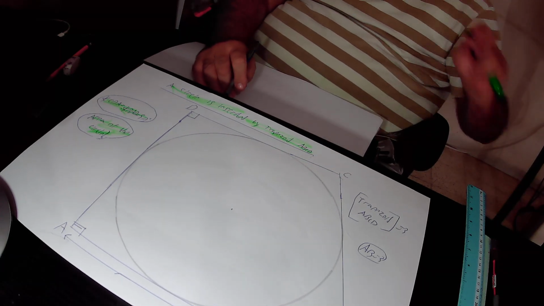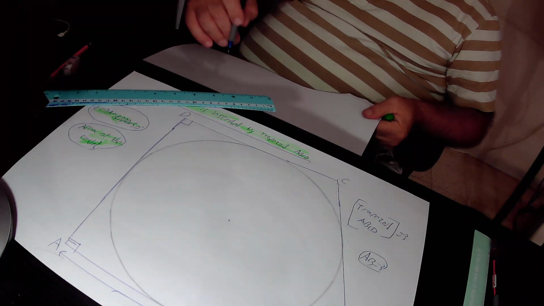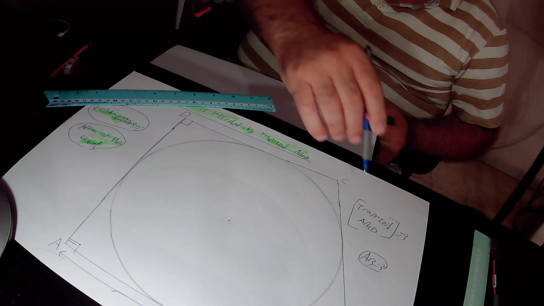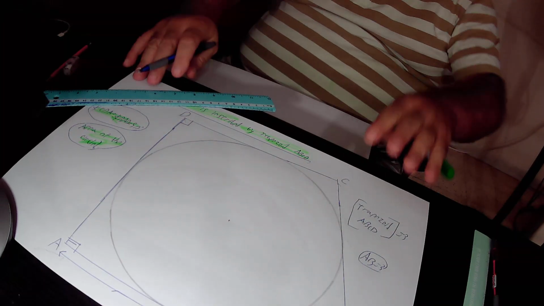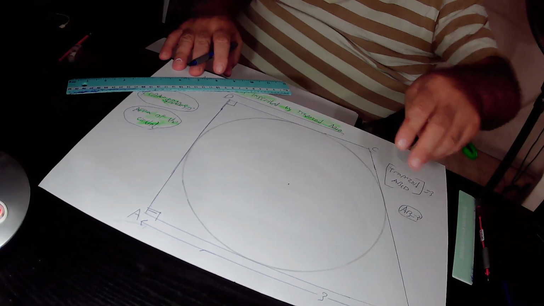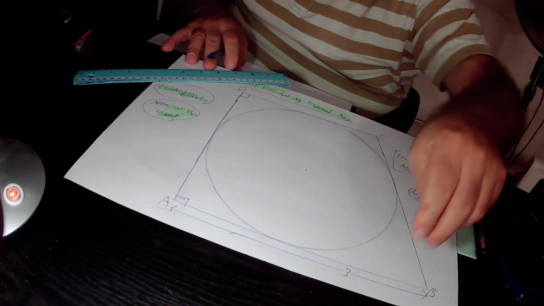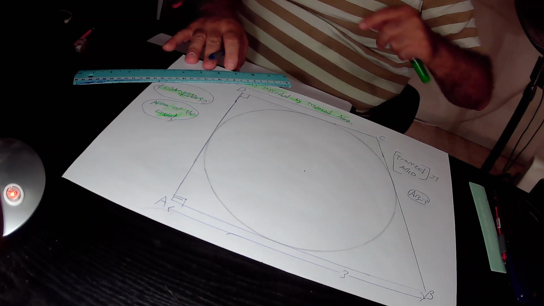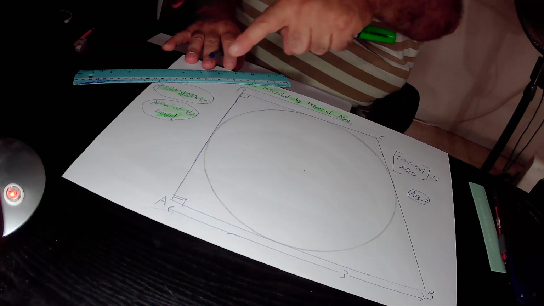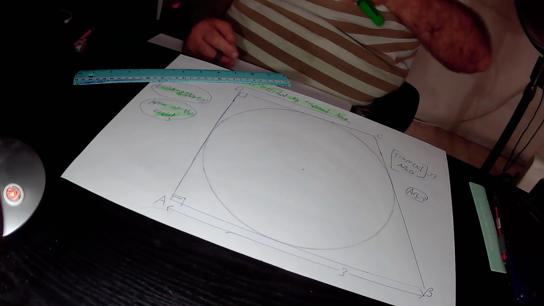Our task in the second question is to find the area of this circle that is inscribed by this trapezoid ABCD. Again, our task is to find the area of this circle that is inscribed by trapezoid ABCD, or trapezoid ABCD blocks this circle.